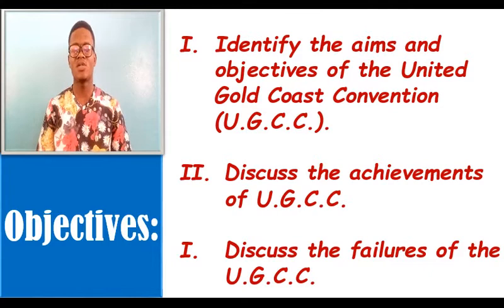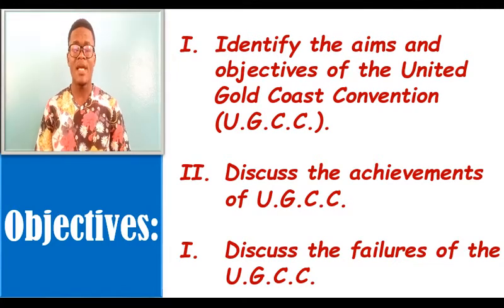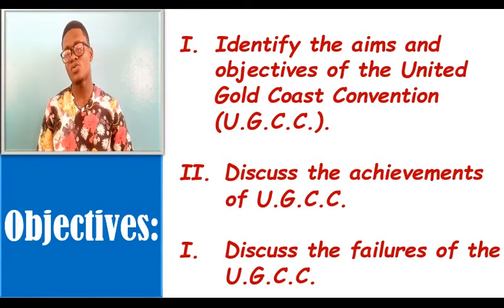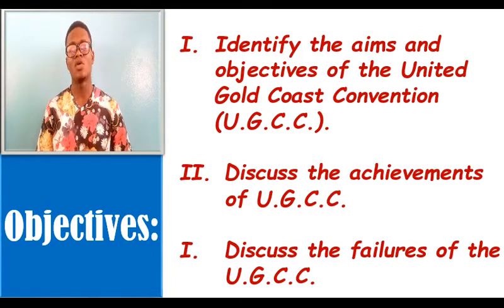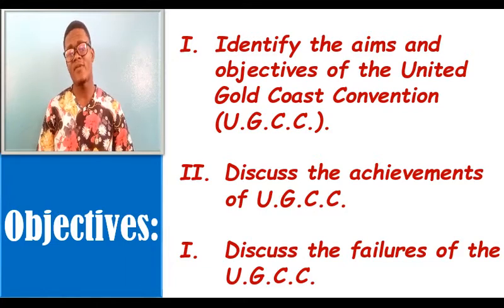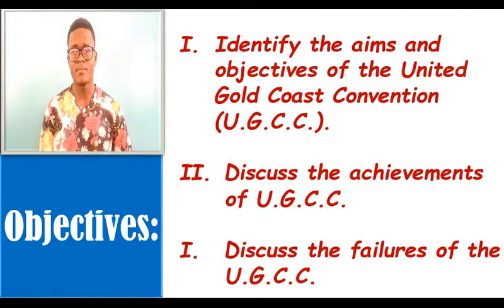Let's look at our objectives based on the lesson. By the end of today's lesson, you will be able to: 1. Identify the aims and objectives of the United Gold Coast Convention, that is the U.G.C.C. 2. Discuss the achievements of the U.G.C.C. And the third one is to discuss the failures of the U.G.C.C. We are going to look at our keywords briefly, and then we'll take the objectives one after the other.